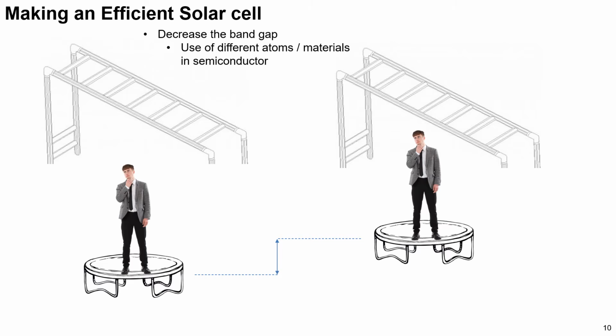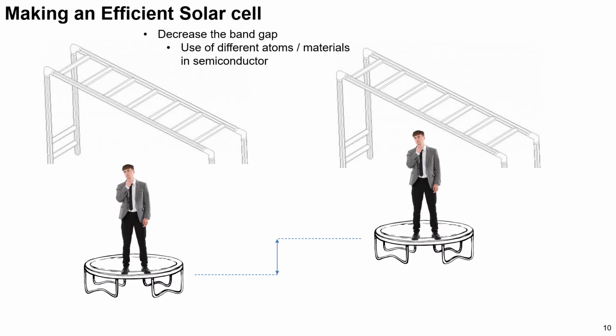So how can we make this journey for this man to the monkey bars a little bit easier? And this is about the efficiency of a solar cell. So in terms of a solar cell, that distance is called a band gap. And the way to decrease this band gap is to use different atoms or materials within the semiconductor itself. So shown on the left is the original state of the man. He's close to the monkey bars, but he's not super close. He still needs to get there, right?